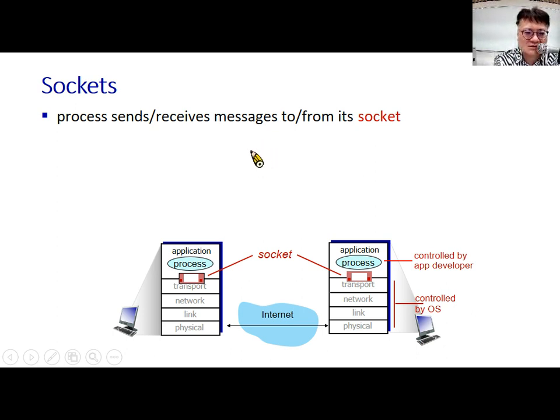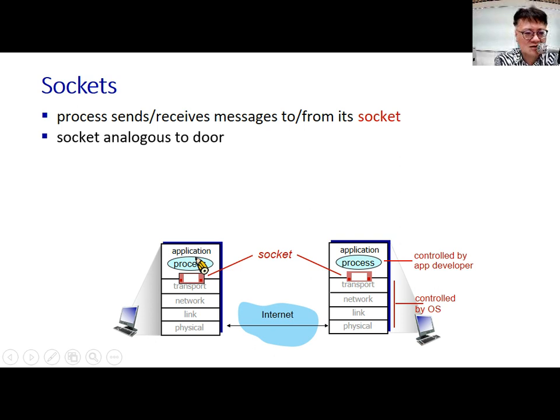For example, you can see the socket, right? A process sends and receives messages through its socket. So the socket is in the application process, controlled by the application developer. And the internet transport is controlled by the OS, from the transport layer to the physical layer. The OS controls the transport layer, the network layer, the link layer and the physical layer, so different OSes control it differently. And here the application process uses the socket.